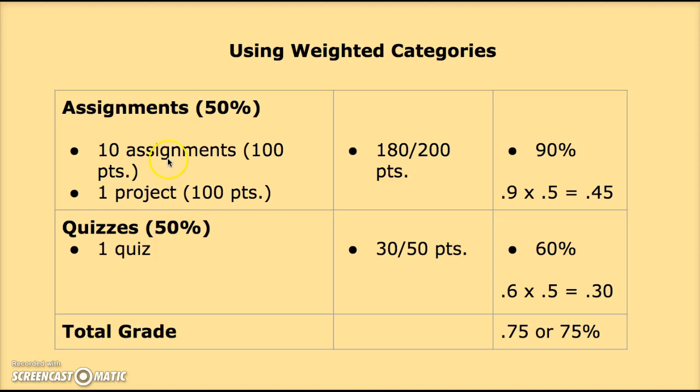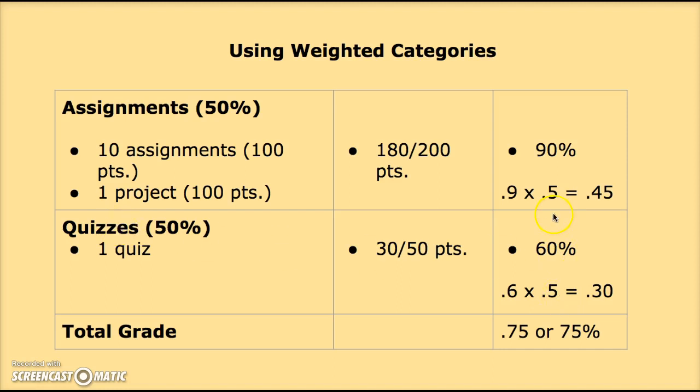So this student has 10 assignments worth a total of 100 points and 1 project worth 100 points. So she has a total of 200 possible points and she scored 180 of those 200. That gives her 90% in the category of assignments. In the quiz category, she only had 1 quiz during this grading period, and she only scored 30 out of 50 points, which is a score of 60% for that quiz category.